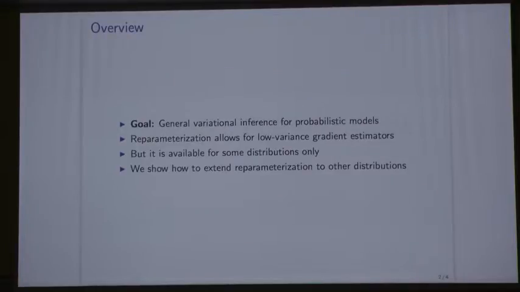Okay. So we want to do variational inference because we want to approximate some complicated posterior distribution. And we want to apply the reparameterization trick because it produces very low variance estimators of the gradient. In practice, one single sample is enough to estimate the gradient. However, reparameterization is only available for certain distributions. And what we do here is to extend our reparameterization trick to other distributions that are more complicated.